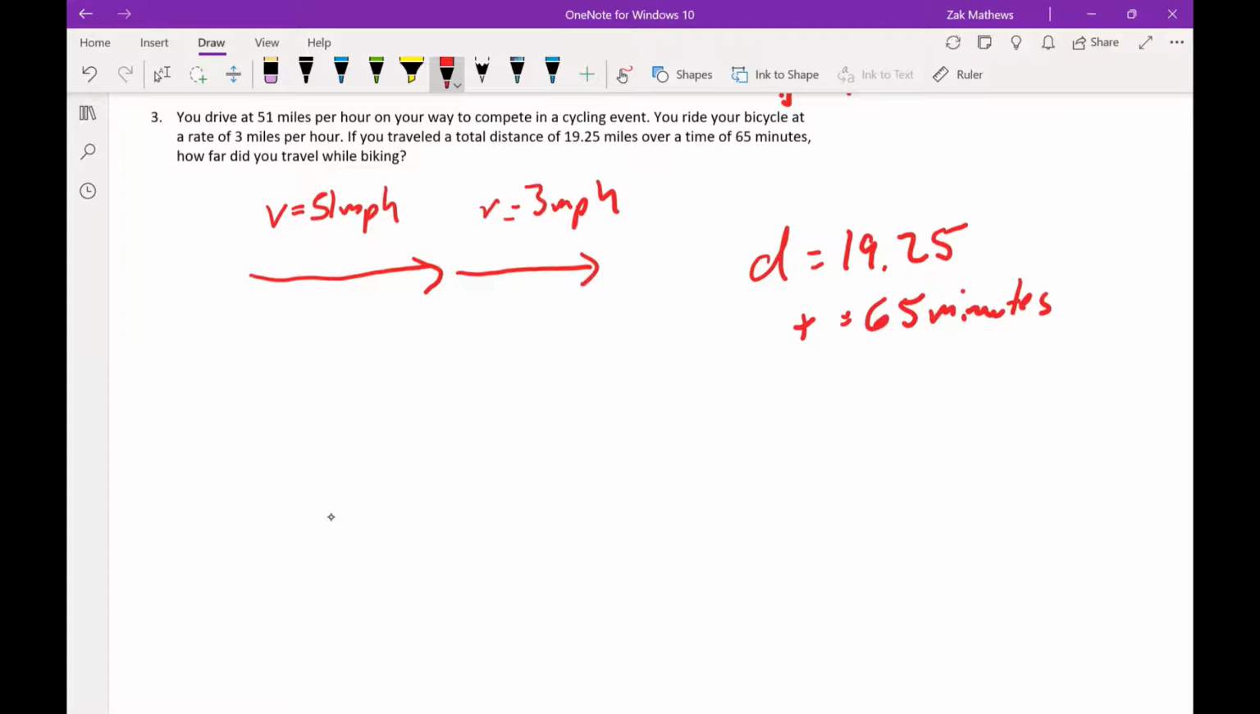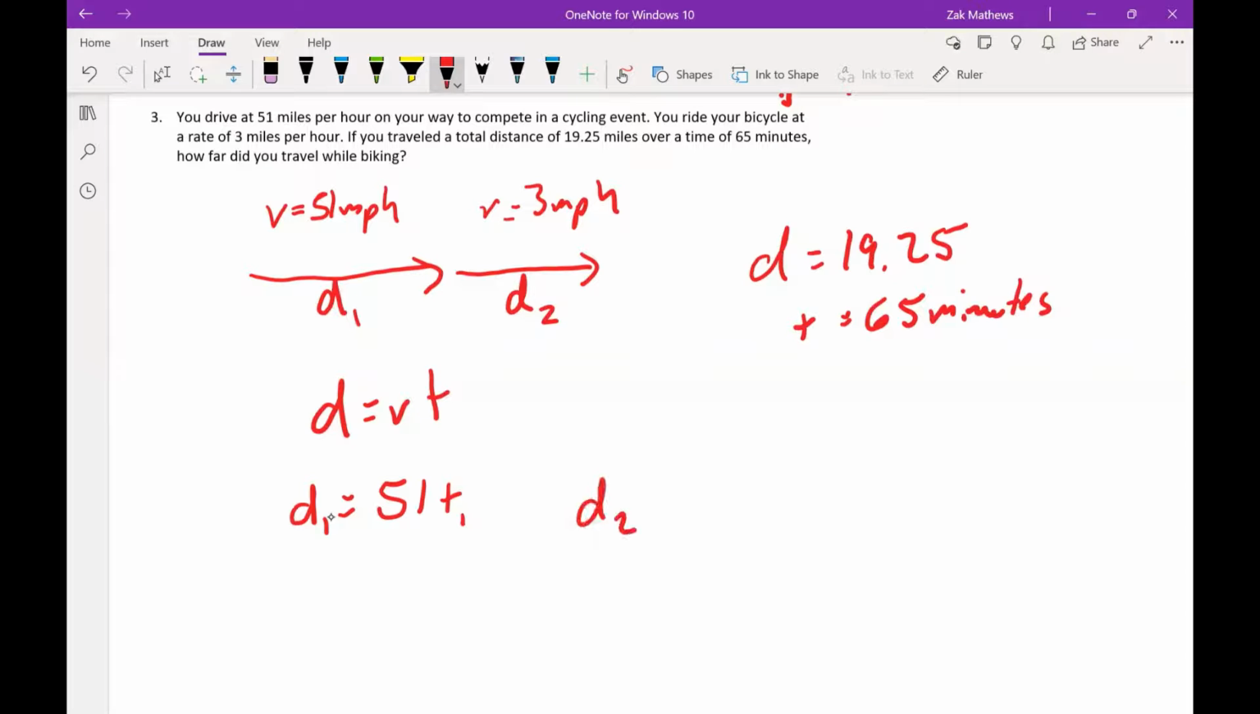We don't know those individual distances, so let's think about some ways we can relate these variables. Well, in a basic equation, distance equals rate times time. I know the total distance, but I don't know these individual ones. So it would really help to figure out these sub-distances. How far is this distance? How far is this distance? Together, those two distances, I'll call them D1 and D2, have to be equal to the 19.25. So if we think about distance 1, that would be equal to the rate, which we know, 51, times T1.